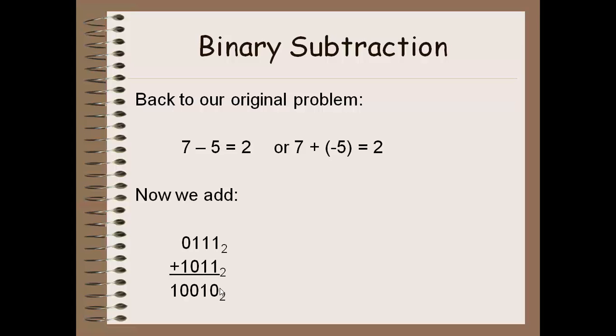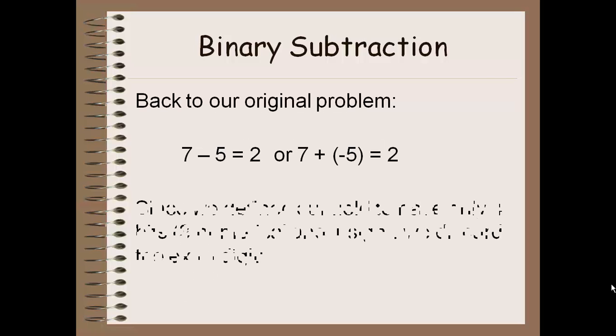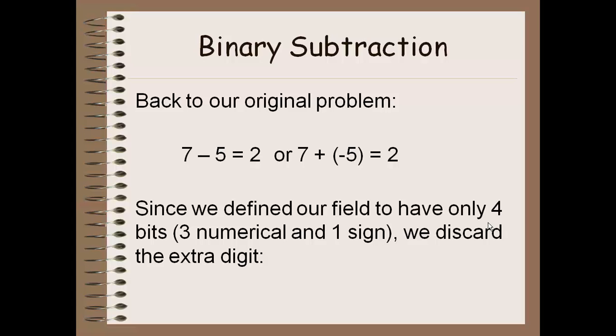1 plus 1 is 0, carry the 1. 1 plus 1 plus 1 is 1, carry the 1. 1 plus 1 is 0, carry the 1. 1 plus 1 is 0, carry the 1, and there is our answer. Now remember, we said we were only going to have 4 bits in our answer, 3 numerical and 1 sign. So we're going to discard that extra digit. I can ignore this digit because it wasn't part of my original value, so I'm going to end up with 0, 0, 1, 0. And if I convert that into binary, 1, 0 is the number 2, so we can figure out that 7 minus 5 is in fact 2.